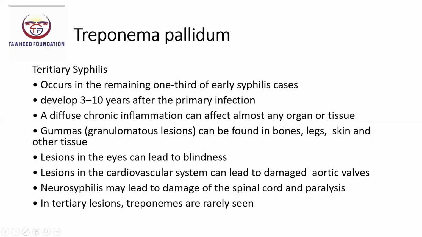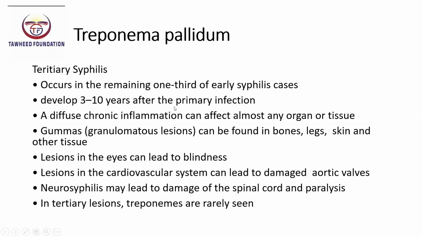So, what happens in tertiary syphilis? It will occur in the remaining one third of early syphilis cases. After 3 to 10 years, it will develop. A diffuse chronic inflammation affects most of the organs or tissues. Gummas, which are granulomatous lesions, can be found in several parts of the body, that is bones, legs, skin, and other tissues. Lesions in the eyes can lead to blindness.